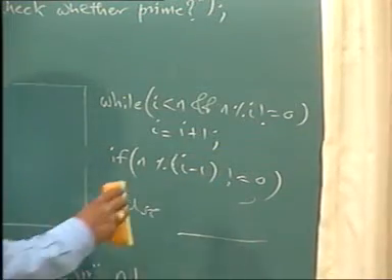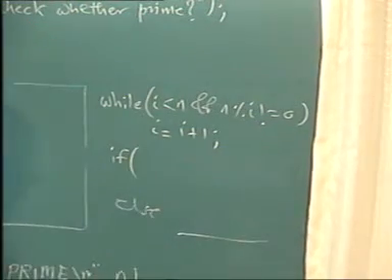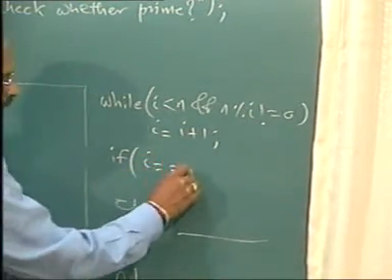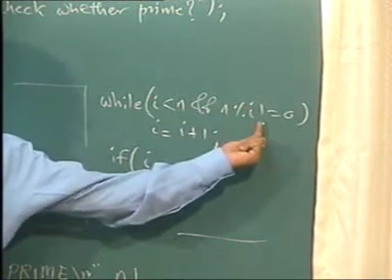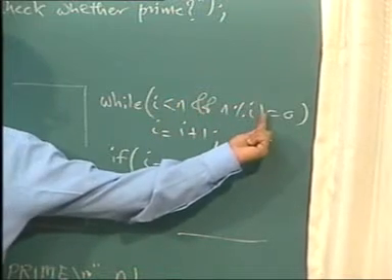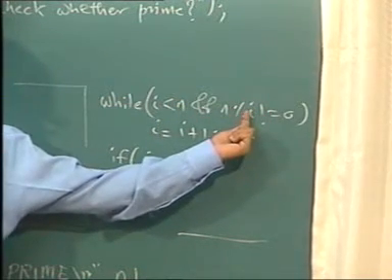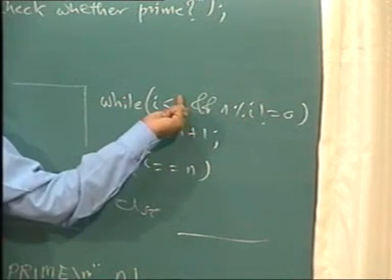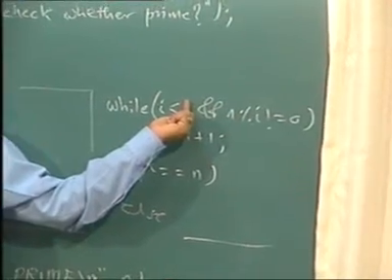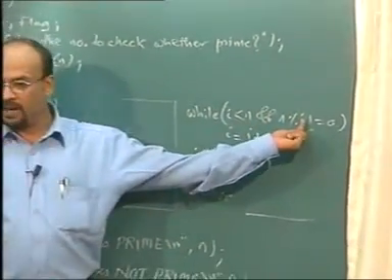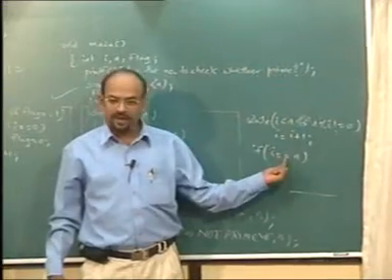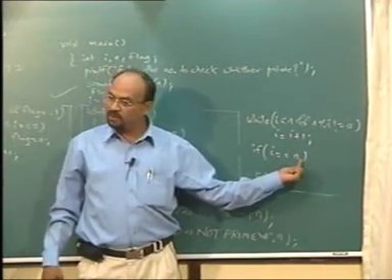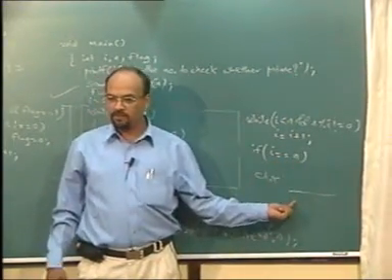Or straight away say here, if I has become n, then how have you taken the exit? There are two ways to exit the loop, this being false or this being false. If this is false, then this must be true. If you come out of the loop because this became false, then this must be true. If this is true, then I equal to n will be false. It is not prime.